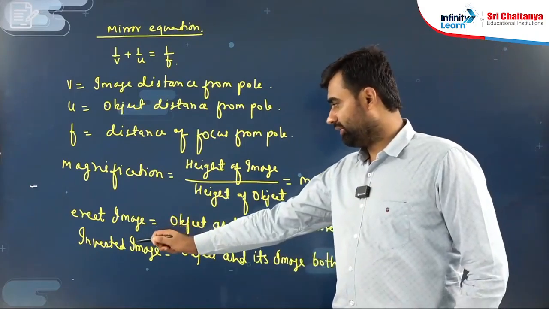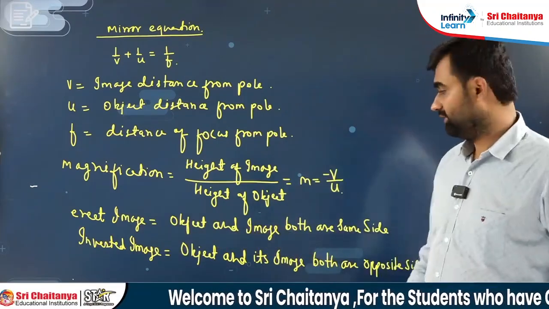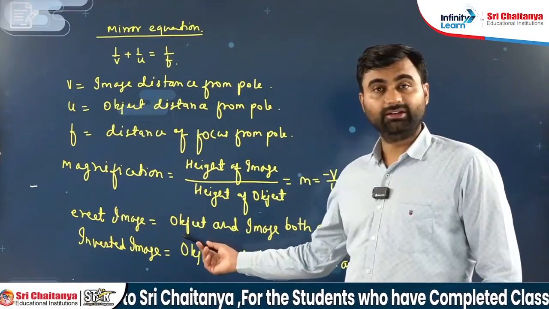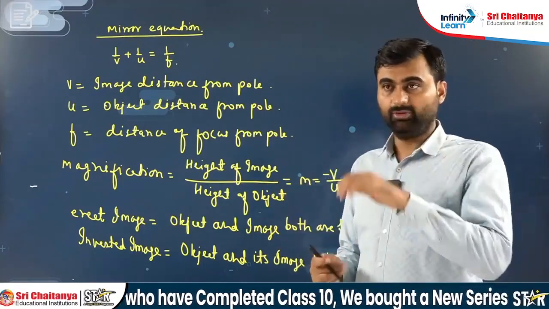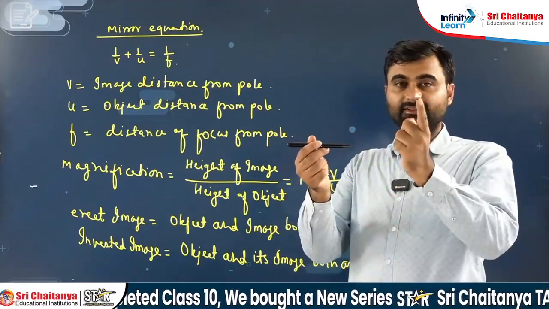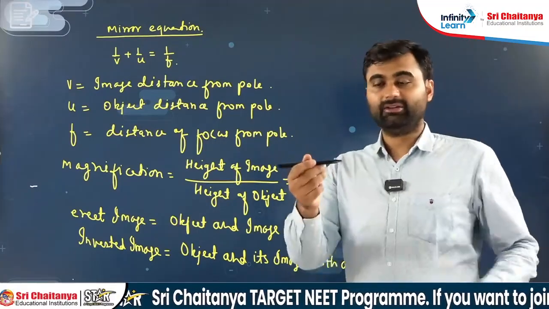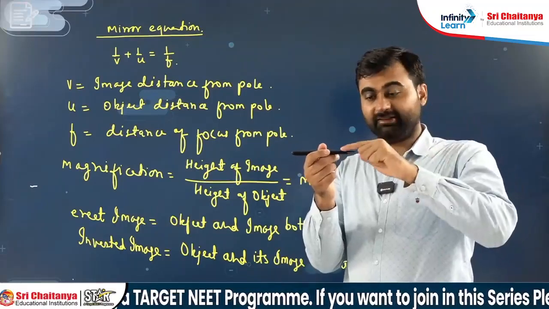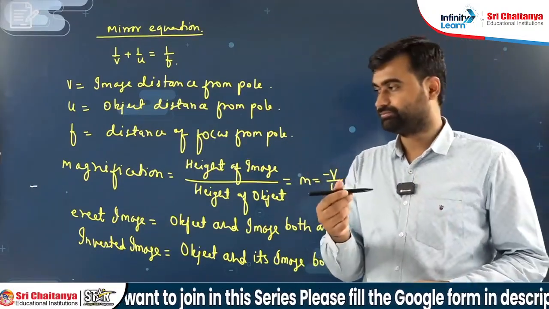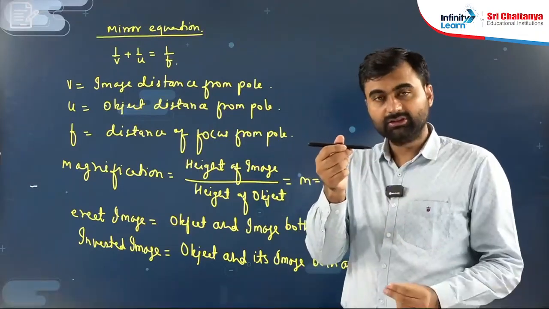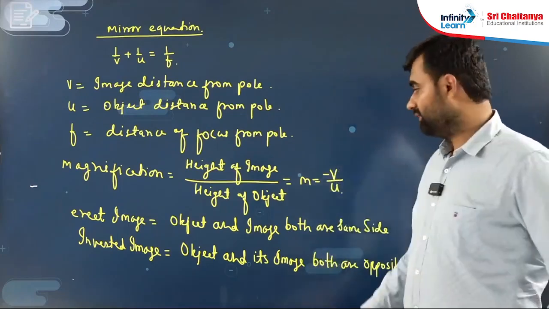And here we discussed an important point: for an erect image, what is the meaning? Erect image means object and image both form on the same side. Suppose the object is above the principal axis, then the image also forms above the principal axis; that is erect. Inverted image means the object is above the principal axis and the image is formed below the principal axis, or the reverse. If the object is below the principal axis, then the image forms above the principal axis; that is the meaning of inverted image.